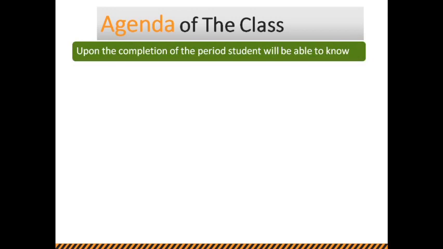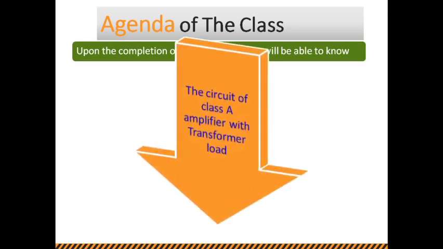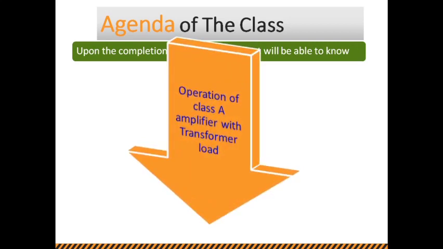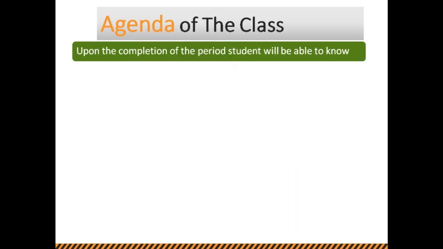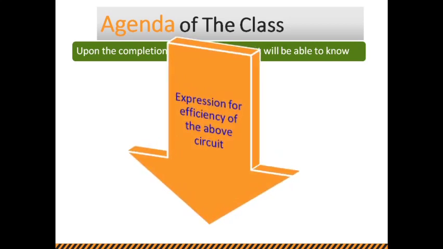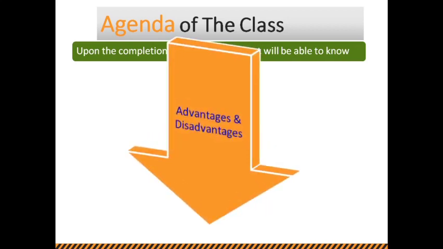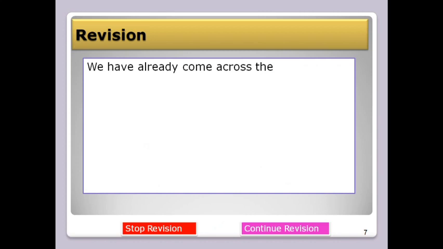The agenda of today's class is, upon completion of this period, you will be able to know the circuit of the Class A amplifier with the transformer load, the operation of the Class A amplifier with the transformer load, and the expression for efficiency of the Class A power amplifier with transformer load. And also we discuss advantages and disadvantages of this Class A amplifier with transformer load.